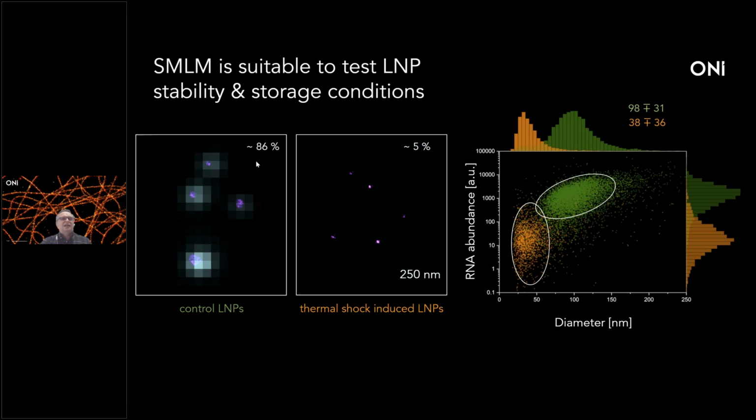So from 86% positivity, so 86% of LNPs containing cargo, it dropped to only 5%, which tells you that by using this thermal shock and using the technology, you get the bulk information about your LNPs, but at the same time, you get information at the individual LNP level. And our technology and our software also allows you to have a look at individual particles. So if you use our ONI system and our Cody platform and analysis, you'll be able to click on individual LNPs and get information about their abundance, about their size, and also whether they contain a ligand or not if you use the 3-color imaging.